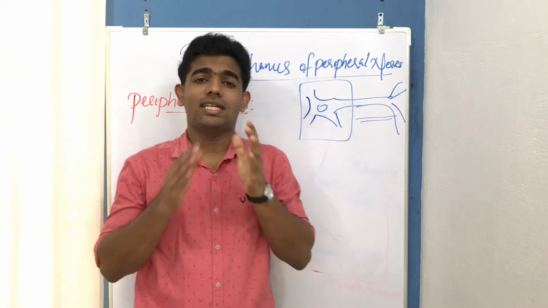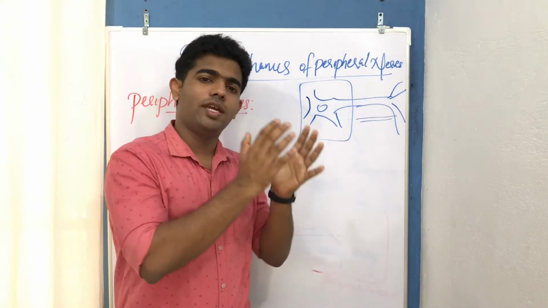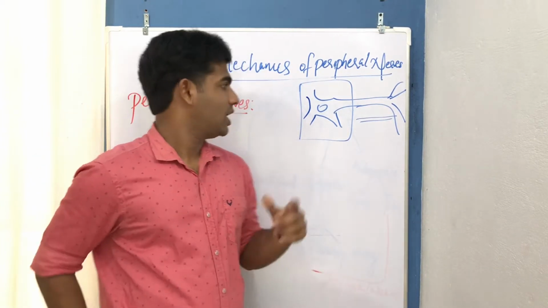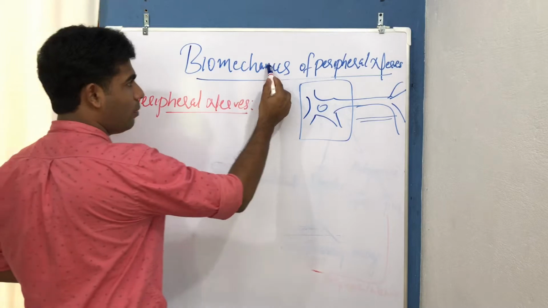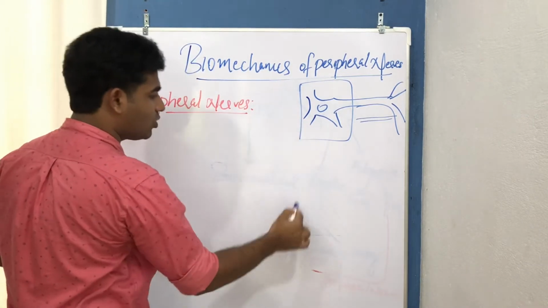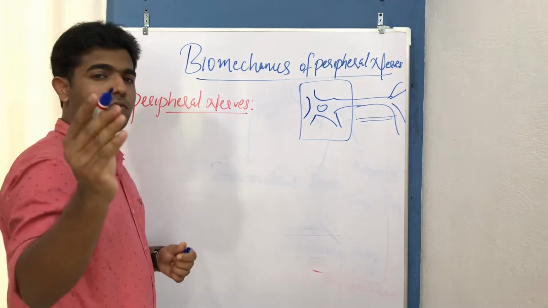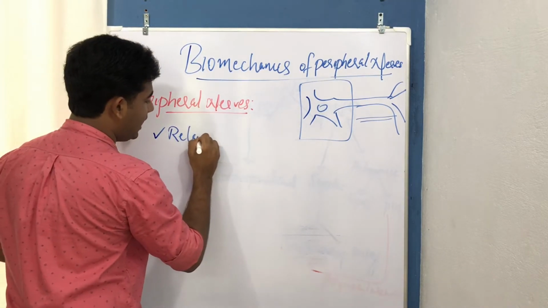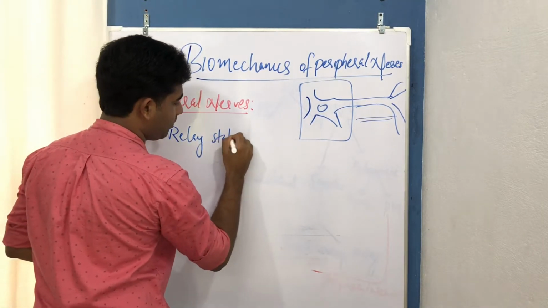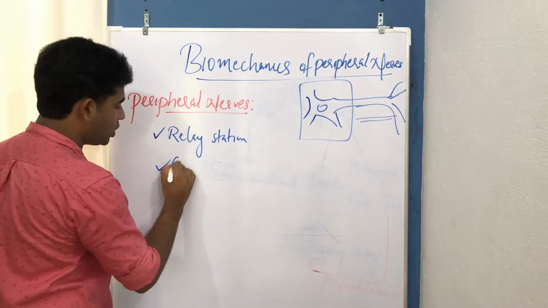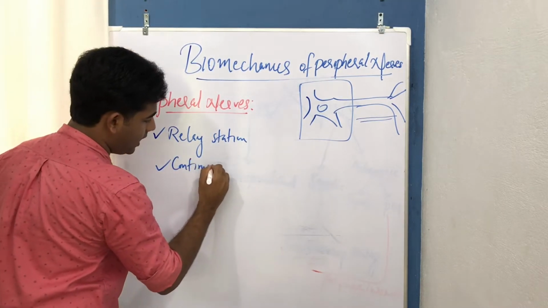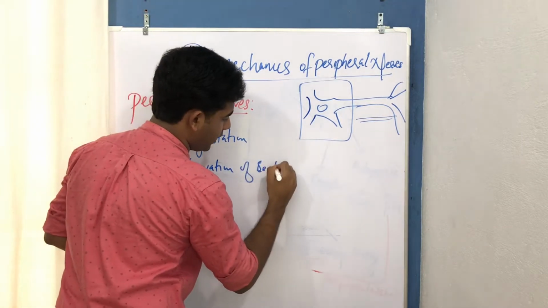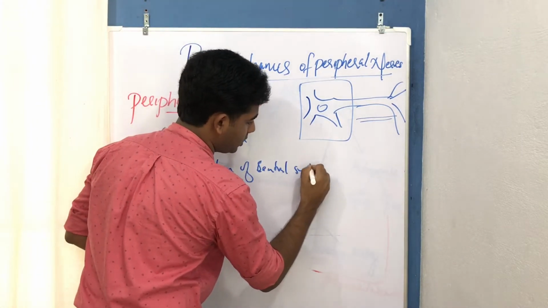What are the functions of these peripheral nerves? It acts as a relay station between the central nervous system and the organs, right? You have the central nervous system at the top, you have the organs here. So this relay station is made of the peripheral nerves. They act as a relay station, okay? They are the continuation of the central nervous system.